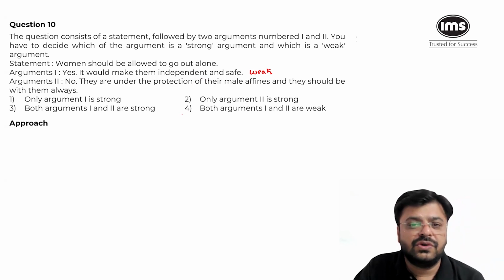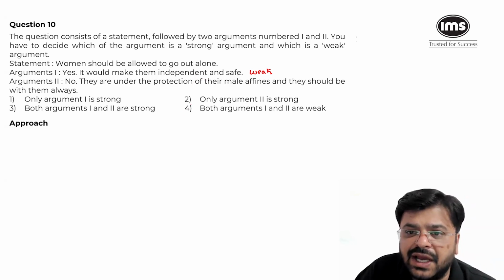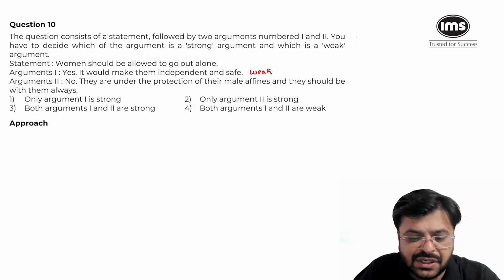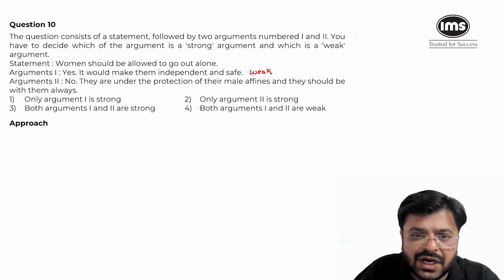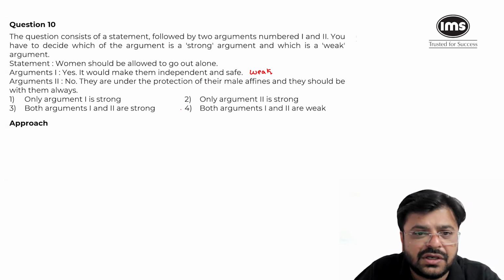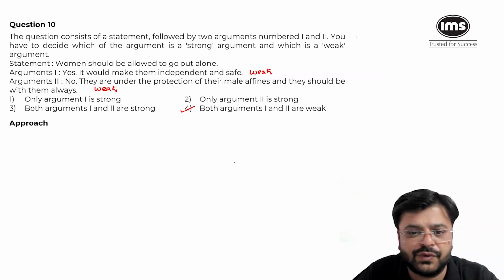Argument 2, no, they are under the protection of their male family members and they should be with them always. Again, this is a weak argument with no proper support. So here, none of the arguments is strong and both the arguments are weak. So option 4 is the right answer.